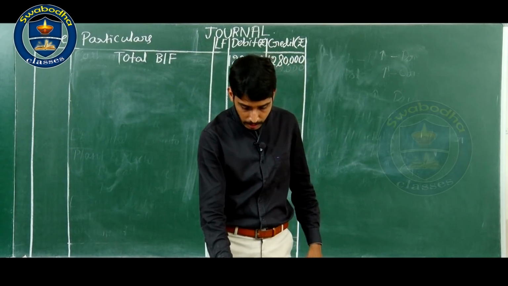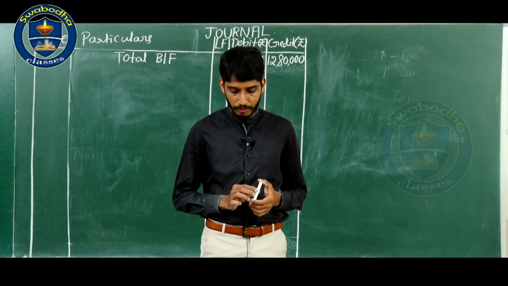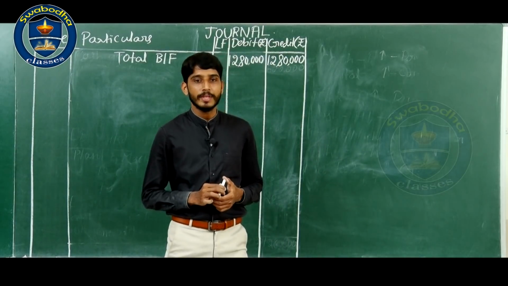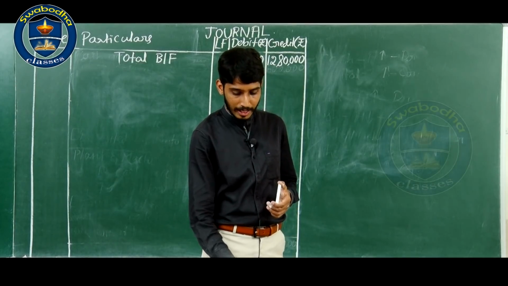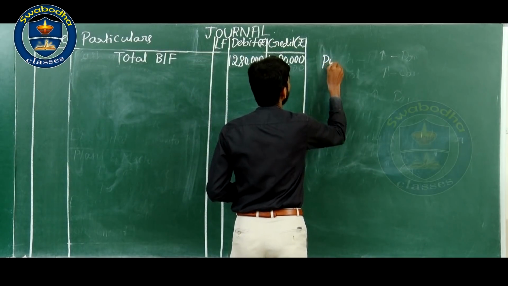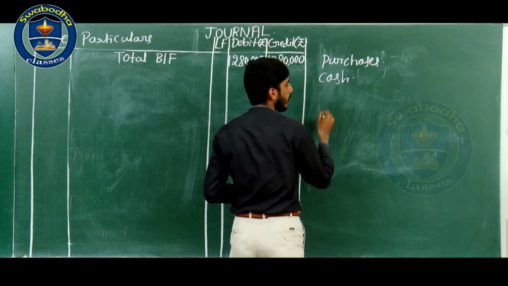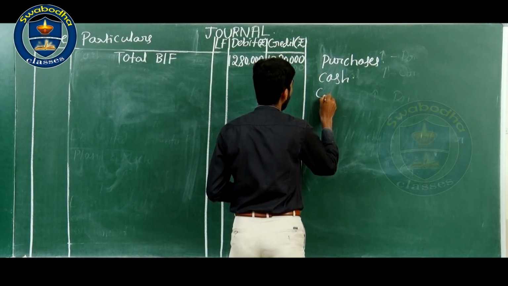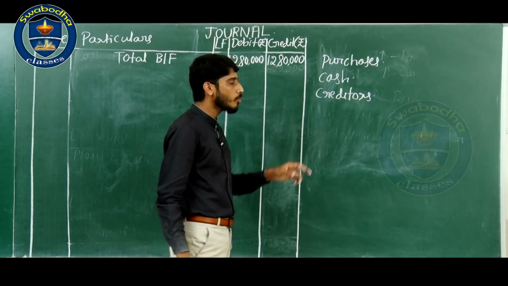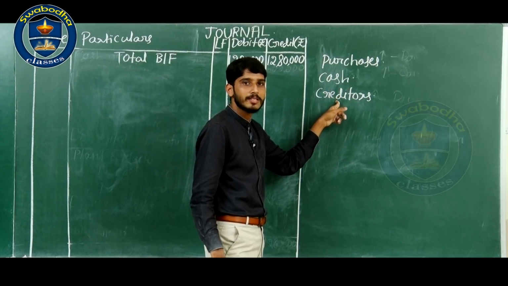Fourth transaction, purchased goods worth rupees 40,000 for cash and rupees 45,000 on account. Now, we will find out which are the accounts involved in the transaction. Your purchased goods, first account is purchases. Next, you paid cash to the extent of 40,000 and remaining on account, that means on credit basis you have purchased the goods. So, the three accounts involved in the transaction are purchases account, cash account and creditors account.